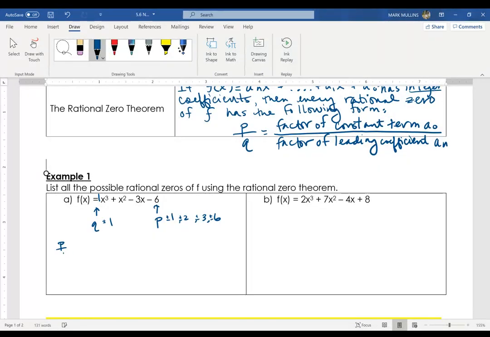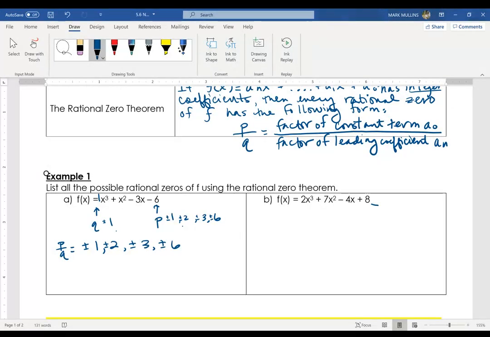So my p over q values will be plus or minus 1 over 1, which is just 1. 2 over 1 is just 2. I've got to put all those plus or minus signs in. 3 over 1, so 3, and 6. So those are all my possible rational zeros. It doesn't tell me which ones are the right answers, if any, but those are the possible things that could be zeros. Let's try B as well.